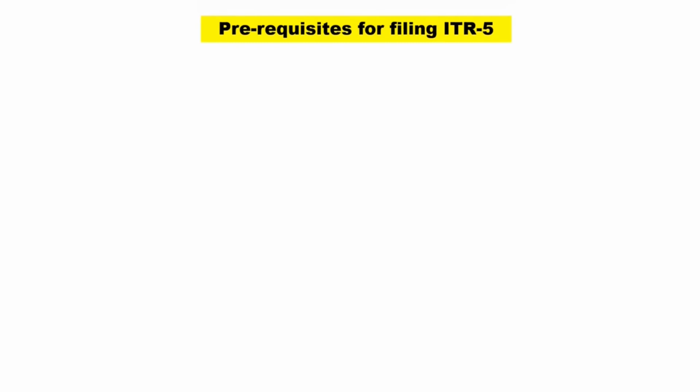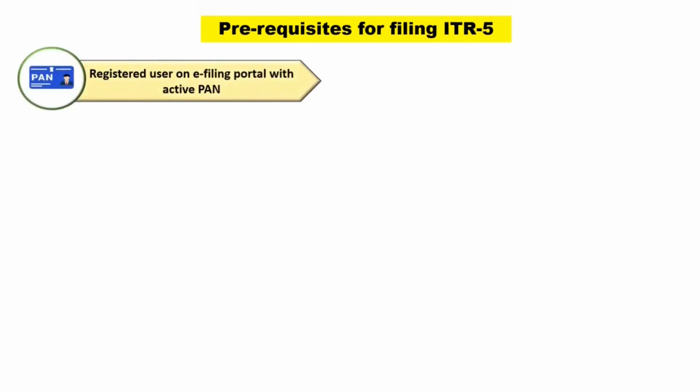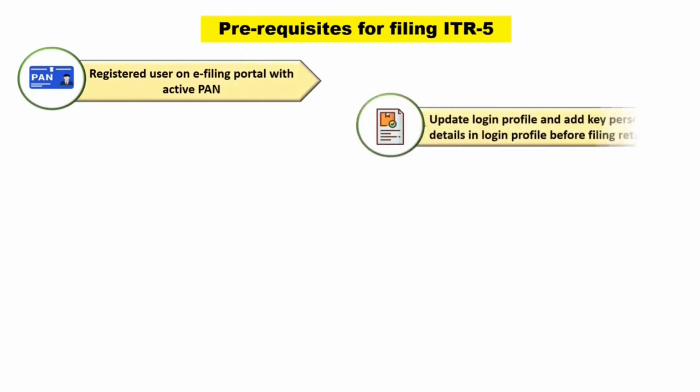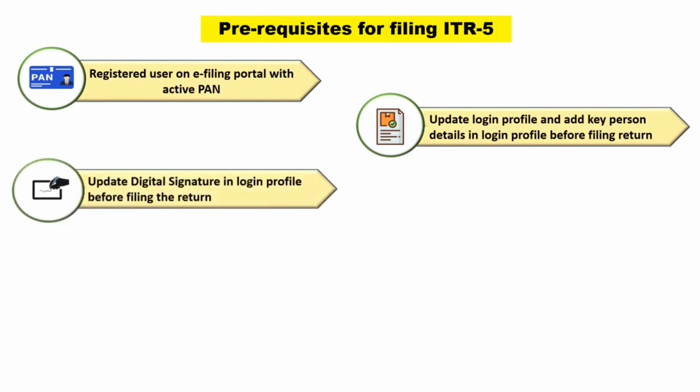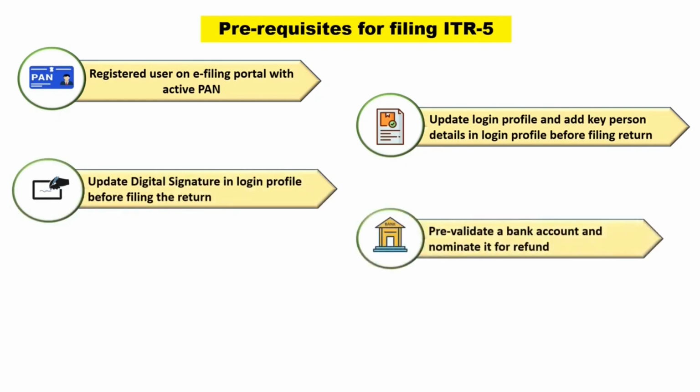In order to file the form on the e-filing portal, you should be a registered user on the e-filing portal with an active PAN. You must update your login profile and add key person details in login profile before filing income tax return. You must also update digital signature certificates in login profile before filing the return. You should also pre-validate a bank account and nominate it for refund.